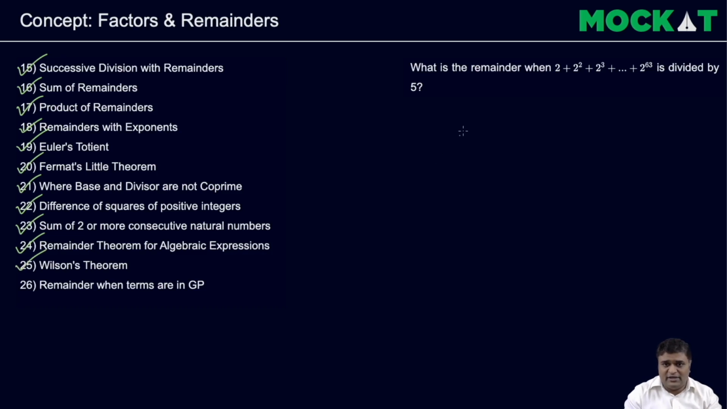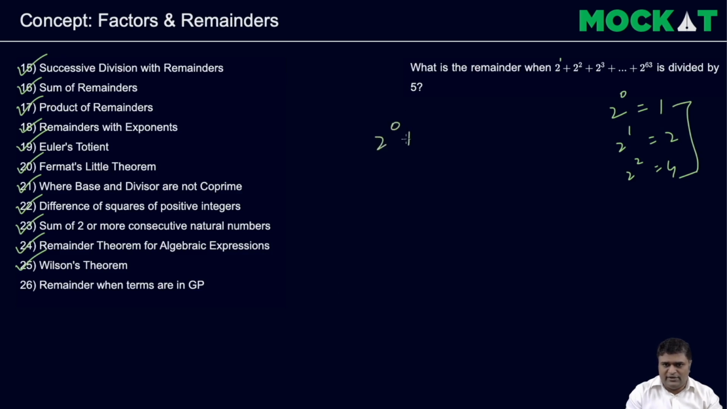Lastly, remainder when terms are in GP. What is the remainder when 2 power 1 plus 2 square plus 2 cube and so on till 2 power 63 is divided by 5? For this, what you need to do is start writing the 2 powers, starting with 2 power 0, that equals 1. 2 power 1 is 2, 2 square is 4, and we stop at this because these are the numbers less than 5. Any 2 or 3 of these numbers will add up to 5, you've got to look for, and you notice that 1 and 4 add up to 5.